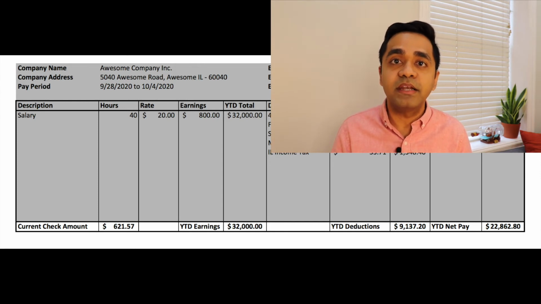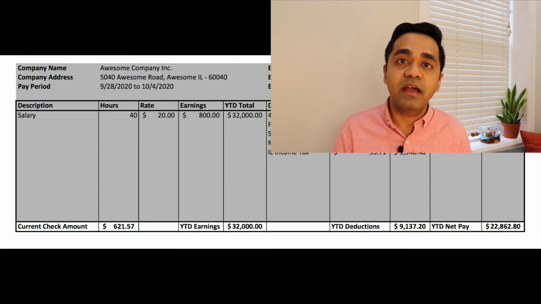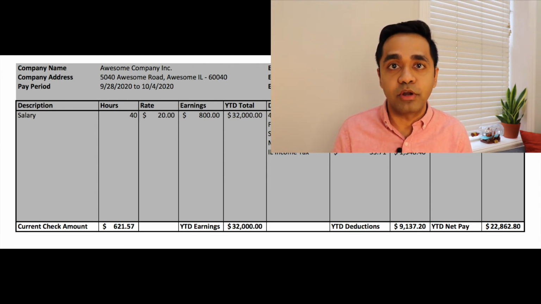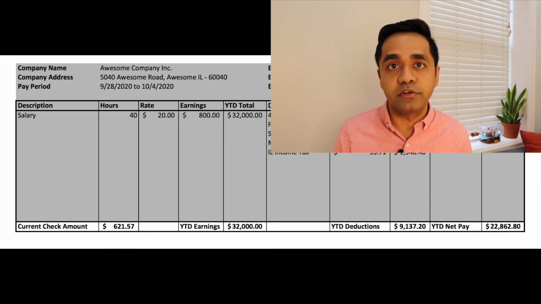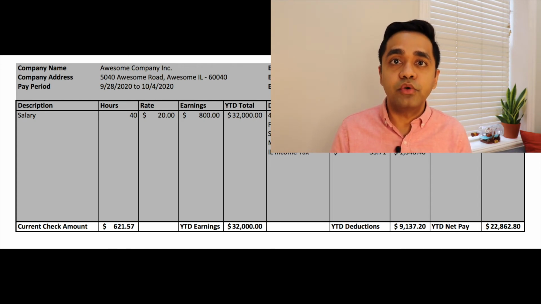This is calculated by taking his total earnings of $800, subtracting all of his deductions, and then finally adding back his reimbursable expense report amount for a total of $621.57. The next item at the bottom of the pay stub is year-to-date earnings. This is simply showing us a total of John's total earnings throughout the year so far. The next item is year-to-date deductions.